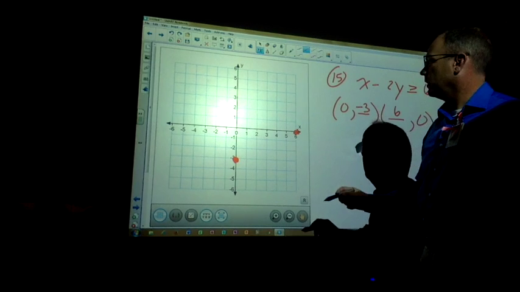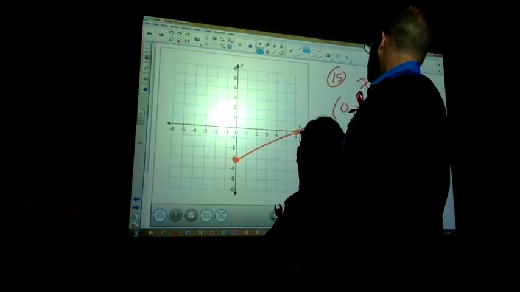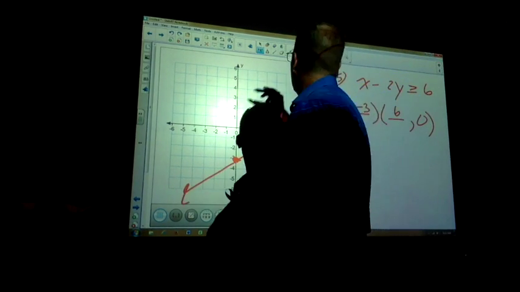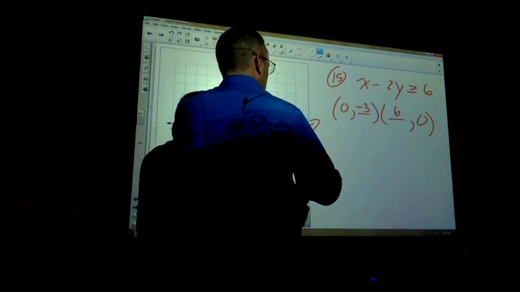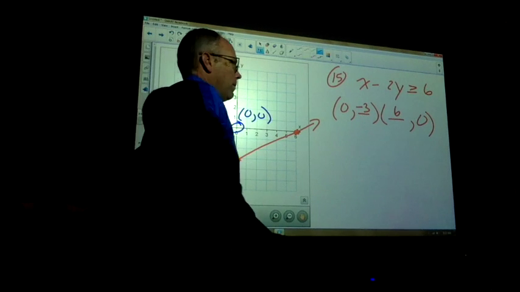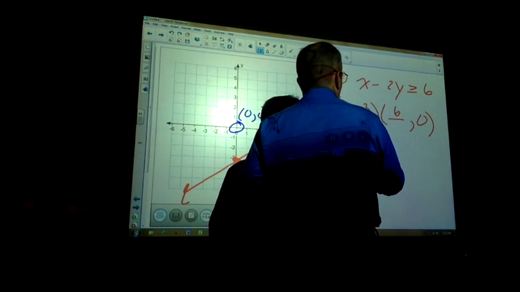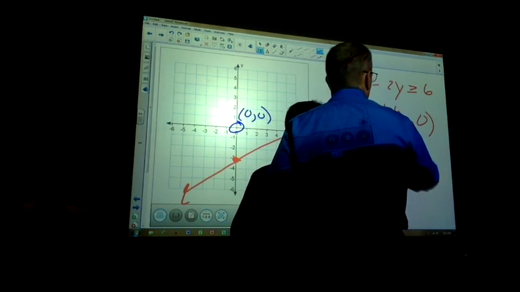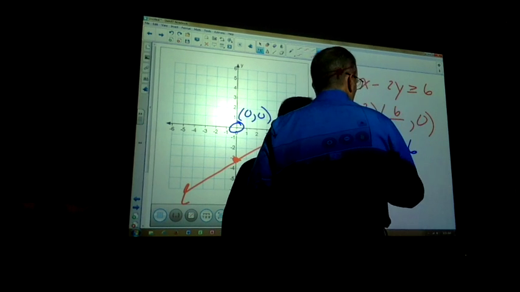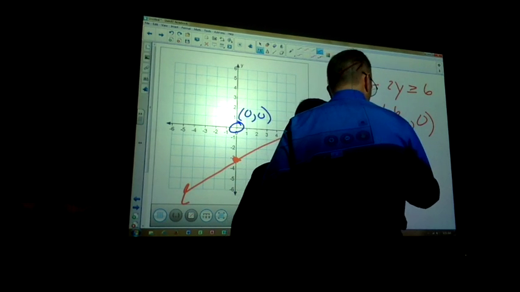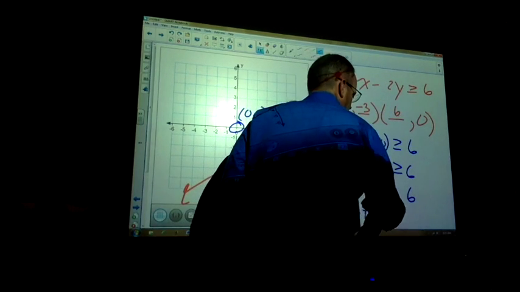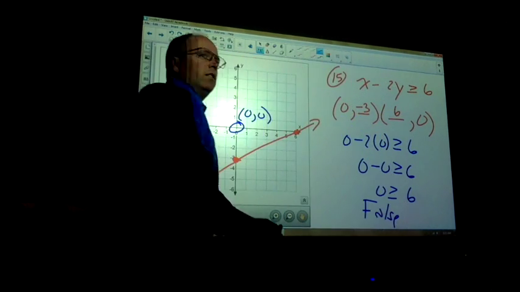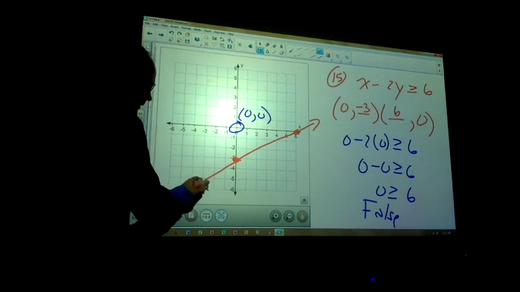Solid or dotted? Solid. Does 0, 0 still work for us on a test point? Yeah. Sure does. That's definitely on the top side of the graph. So I have 0 minus 2 times 0 greater than or equal to 6, is 0 minus 0 greater than or equal to 6? Is 0 greater than or equal to 6? No. That's false. So I'm going to shade the side of the line that doesn't have 0, 0. So I'm going to shade down here.